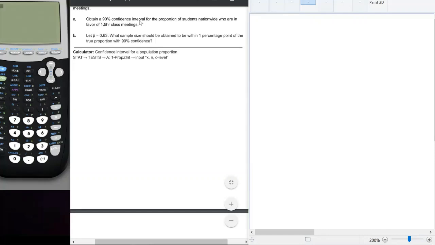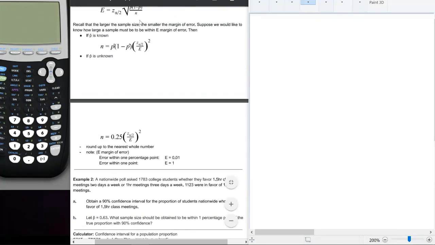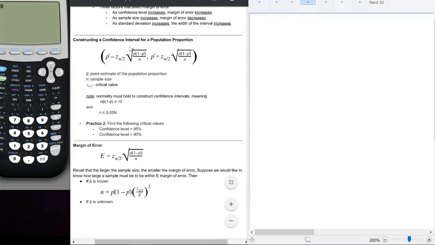Anytime we're asked to construct a confidence interval for a proportion, we must use this formula here. We need to find p hat, the critical value z alpha over 2, and then here we have a sample size and we need to calculate this value as well. Now, before we actually go into this problem, there is a prerequisite for us to use this formula. Normality must hold in order for us to construct this confidence interval.